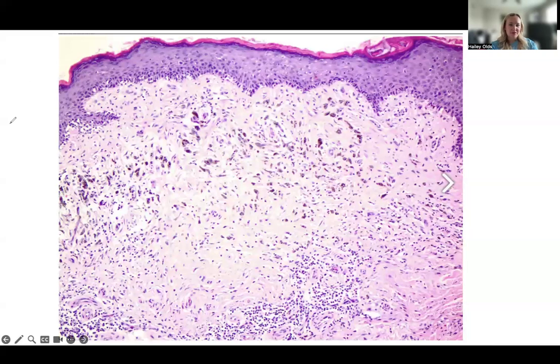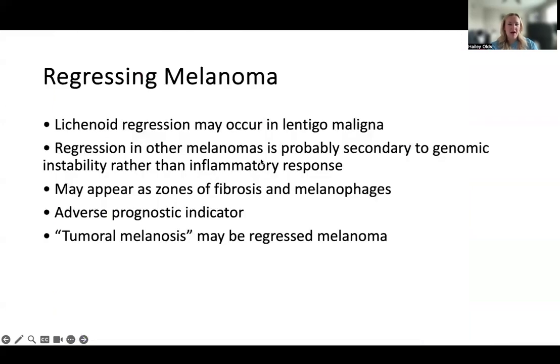Okay, so this one's a tricky one. Again, you see this confluence of melanocytes at the DEJ. But then you have these areas where it kind of looks like maybe something was going on here before, but it kind of went away. So this is regressing melanoma, and you might see lichenoid infiltrate, and you can see fibrosis and melanophages. And this is an adverse prognostic indicator, so it's associated with worse prognosis.